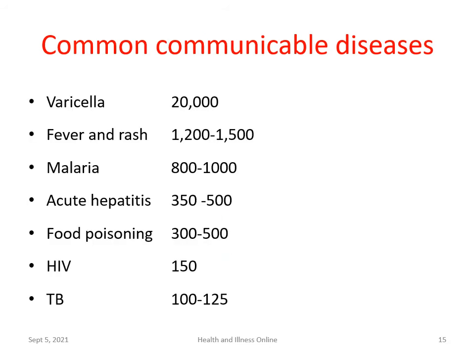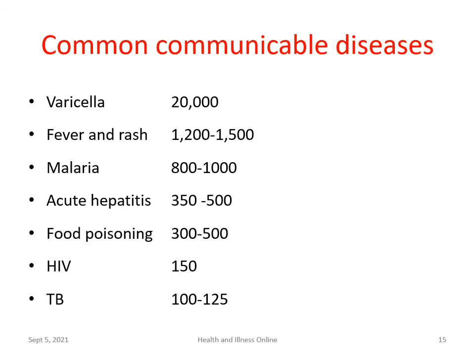The common communicable diseases, as they are seen in Oman in general practice, are varicella, which is herpes simplex virus, and occasionally herpes zoster as well. Sometimes children particularly present with fever and rash. Then malaria. Almost 1,000 cases are diagnosed annually in Oman, but most of those cases are imported. They do not occur in Oman, but they come from either Southeast Asia or from the eastern part of Africa.